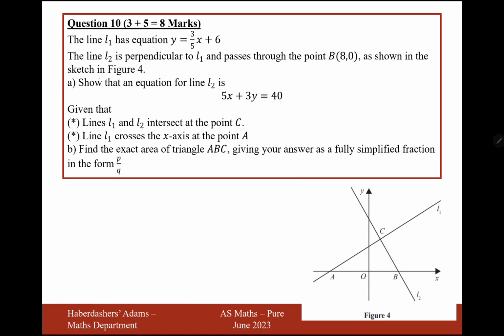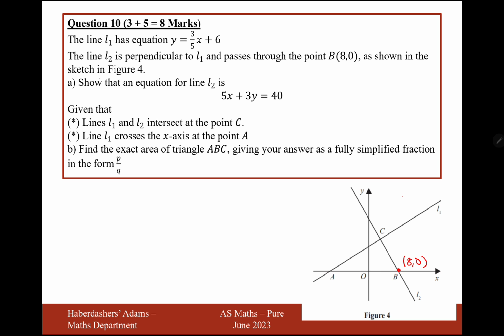The line L1 has equation y equals 3 over 5x plus 6. The line L2 is perpendicular to L1 and passes through the point (8, 0). Let's add that onto the diagram as shown in the sketch in figure 4. Show that an equation for line L2 is 5x plus 3y equals 40.